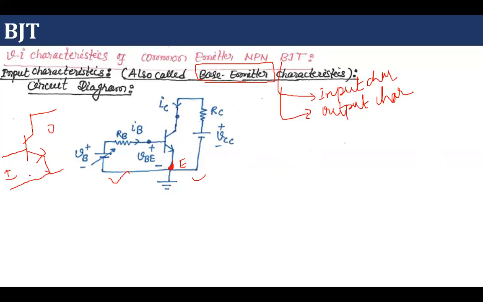Okay, so the circuit which is available to the input, that is known as input circuit, and the circuit which is available to the output, that is known as output circuit. And so if I'm plotting the characteristic graph of this region, that is known as input characteristic, and if I'm plotting the characteristic graph for this circuit or this region, this is known as output characteristic.